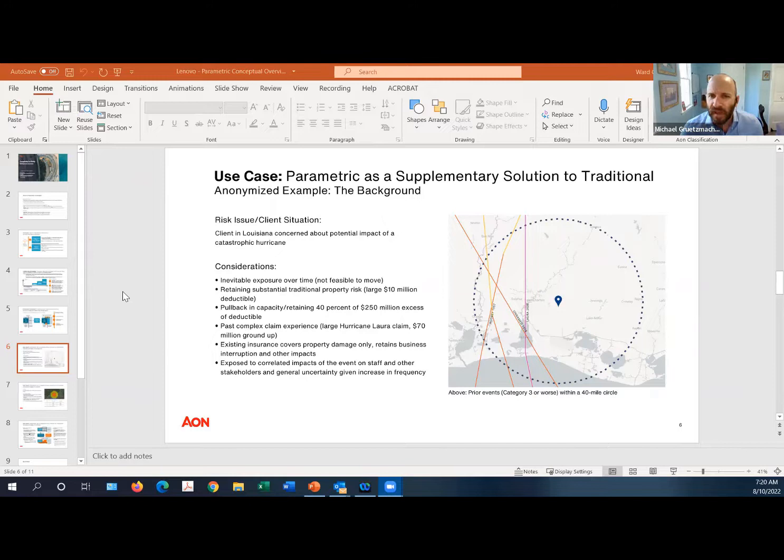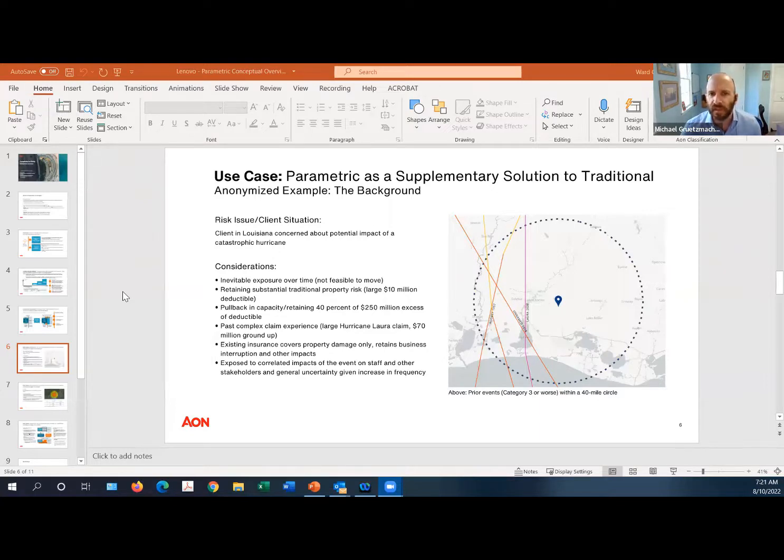So you can see here on this map, I believe that's a 40-mile radius circle around the location, and you can see those lines, it's kind of like a spaghetti diagram. Those are some of the historical storm tracks that would have gone through that circle, and represent events that should be of concern if those were to repeat again. So that drives the foundation of the issue we're trying to solve for with a parametric solution.